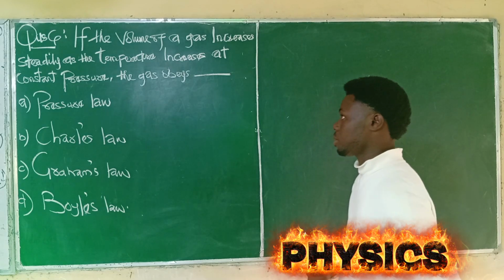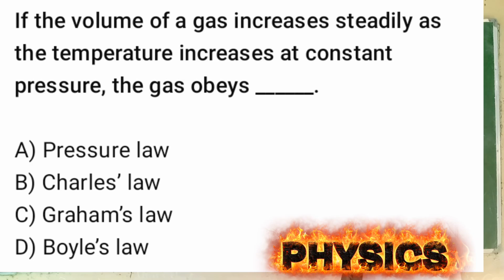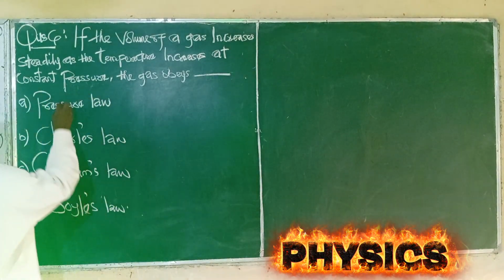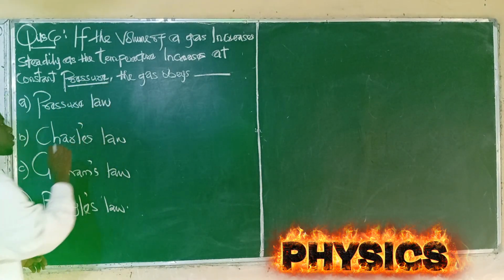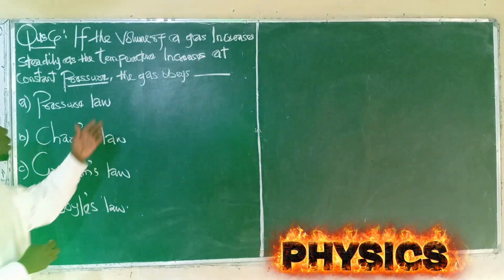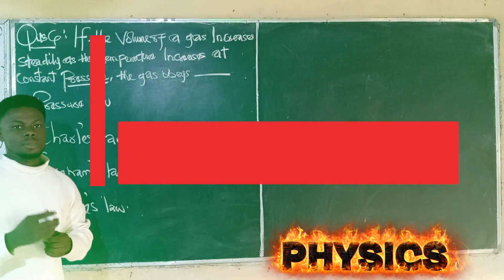The next question, question number 6. This is under physics. If the volume of a gas increases steadily as the temperature increases at constant pressure, the gas obeys dash law. Option A, we have the pressure law. B, Charles law. C, Graham's law of diffusion. And D is Boyle's law. So let's look at the question again. In this question, we have constant pressure. When the pressure is constant, the relationship between volume and temperature is always direct.